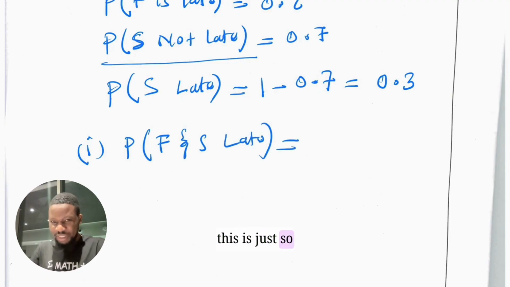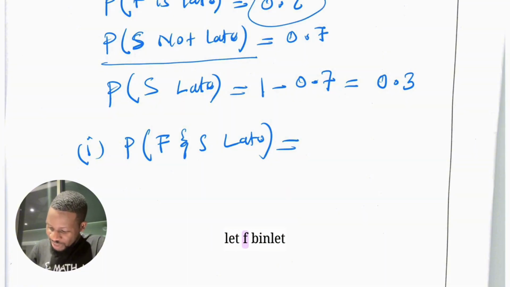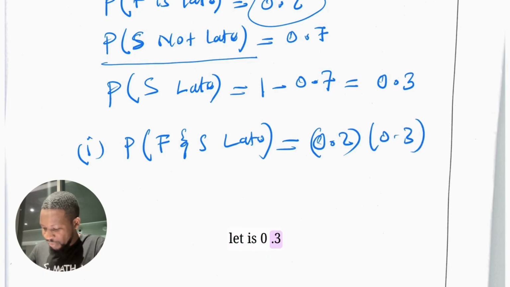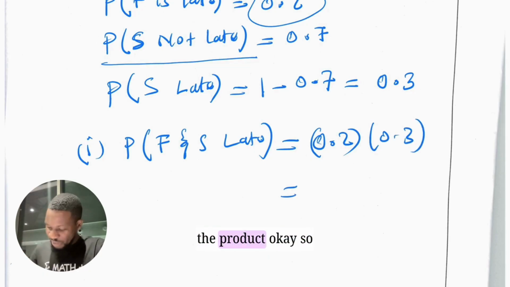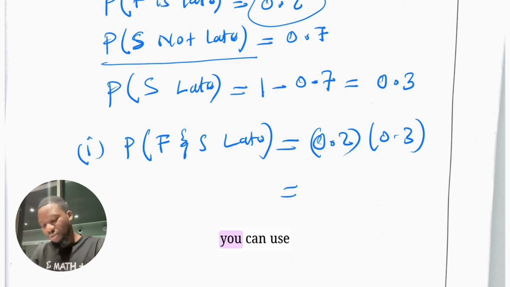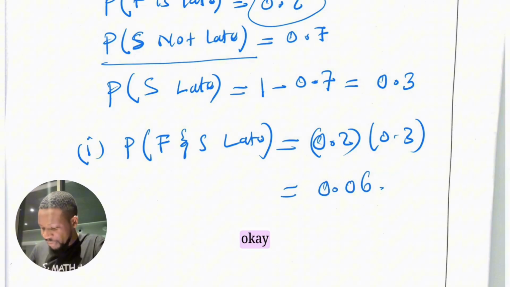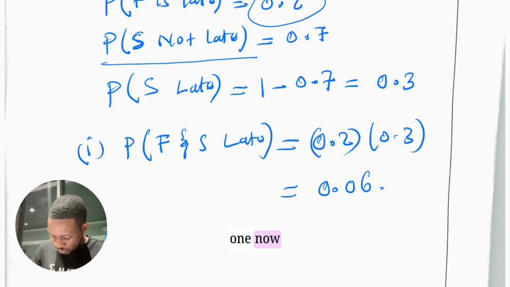So the first one, F being late is 0.2. Then S late is 0.3. Then we just take the product, okay? So you can use a calculator, you will find 0.06.